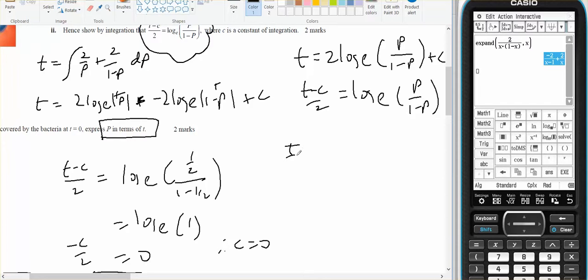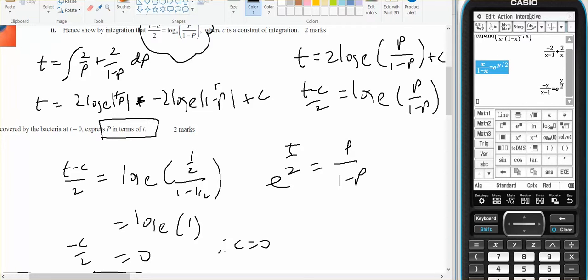So I have t on 2 equals log base e of p over 1 minus p, because that's a 0, turn it into an exponential. And if I do x over 1 minus x, I make that equal e to the y divided by 2. Beautiful. Solve for x.